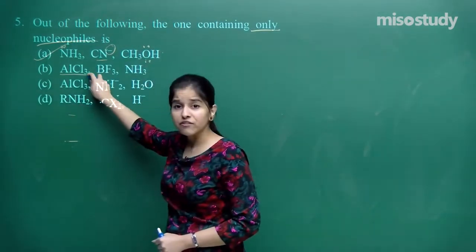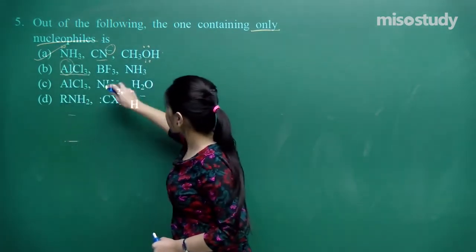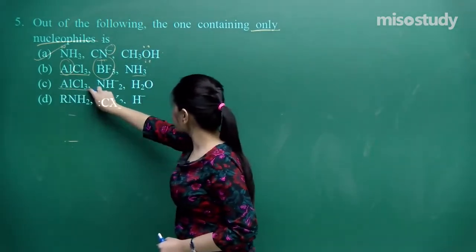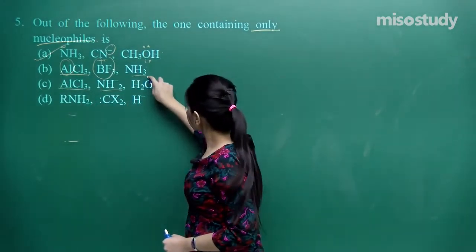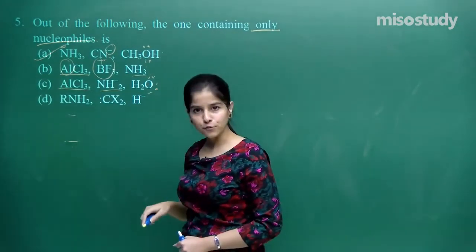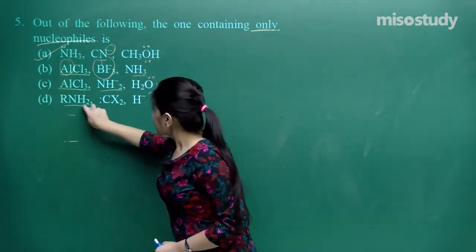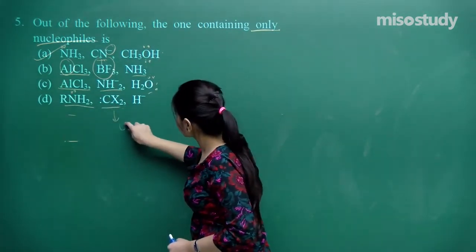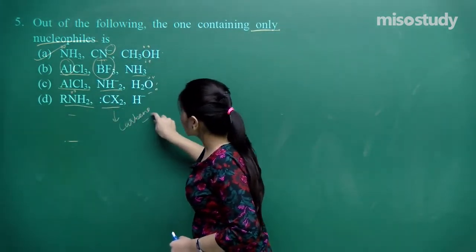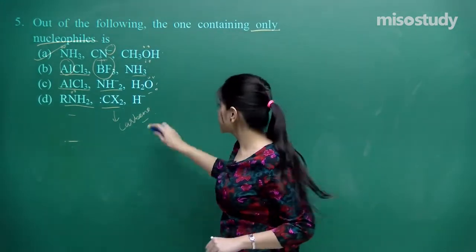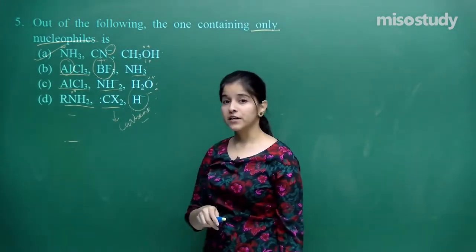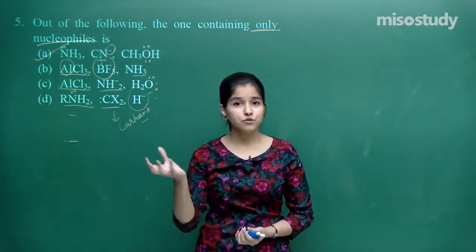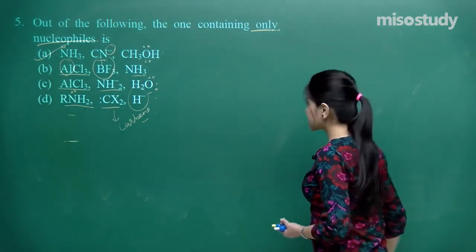Aluminium chloride having the deficiency. It's a Lewis acid, again it's a Lewis acid, but this is a nucleophile. A Lewis acid, a nucleophile having lone pairs. Here an amine having lone pairs, it's a carbene, and carbene are always electron deficient. H negative, again a nucleophile. So the correct option is always A. I hope everybody is able to sort out the type of nucleophiles and electrophiles over here.